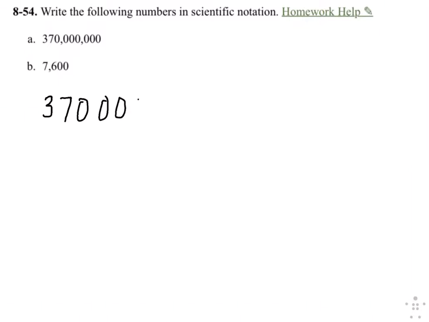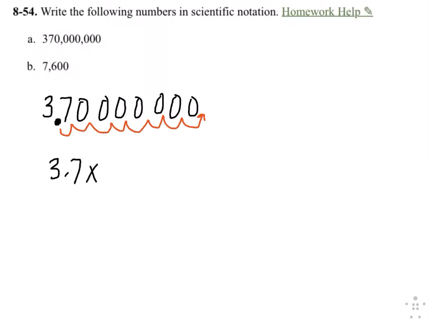370,000,000. So we have to put the decimal point here to make it between 1 and 10, right? 3.7. And then we count how far we need to move that to the right. So I need 1, 2, 3, 4, 5, 6, 7, 8, right? So this means that in scientific notation, it's 3.7 times 10 to the 8th.